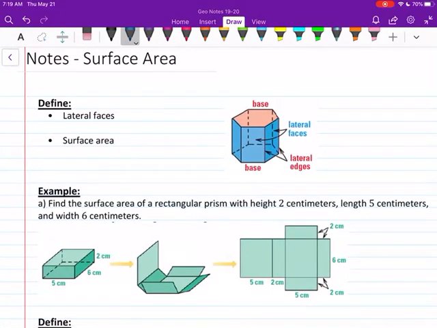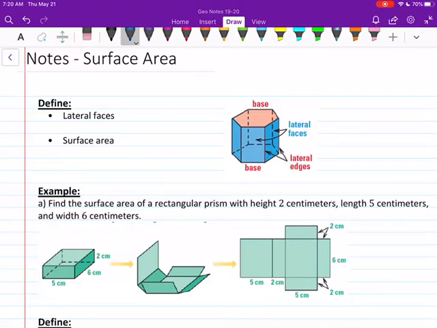Hello. Today's notes, we're talking about surface area. This is slightly different than the schedule I showed you. So we are doing surface area of all of the three-dimensional figures today, and then we are going to do volume of all of them next lesson.